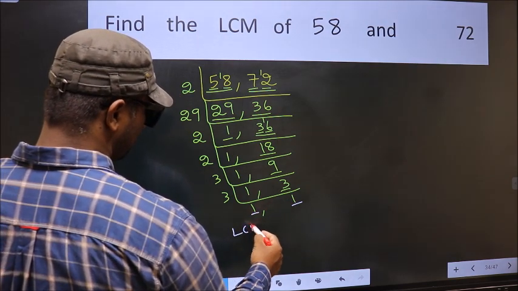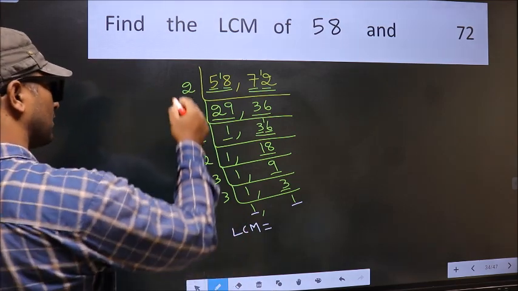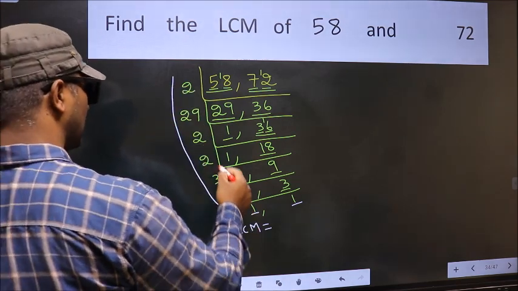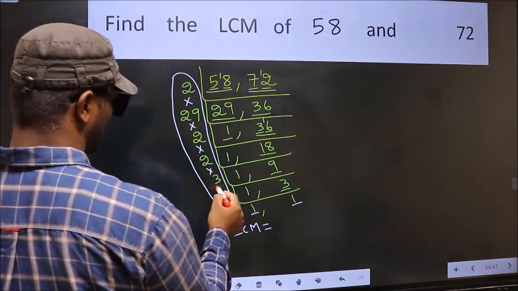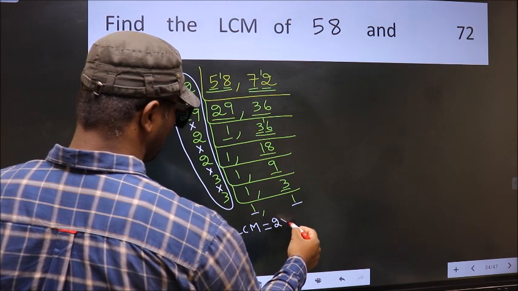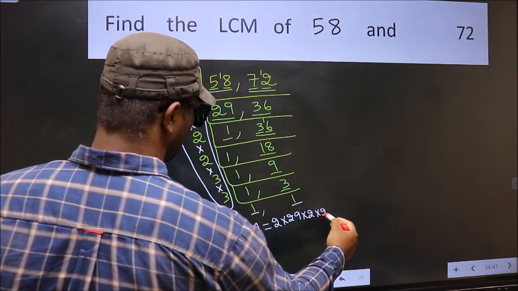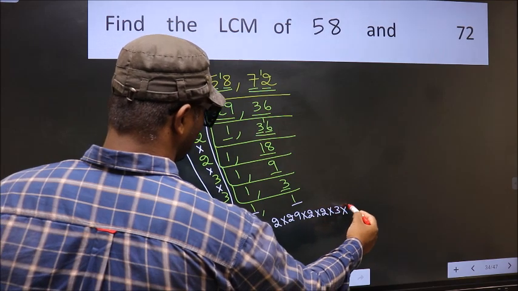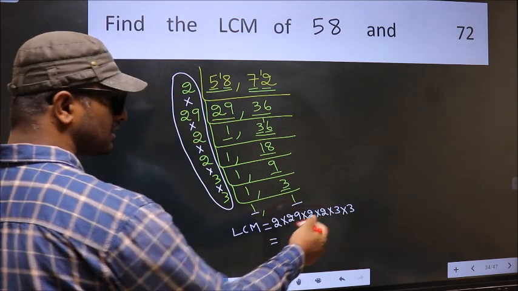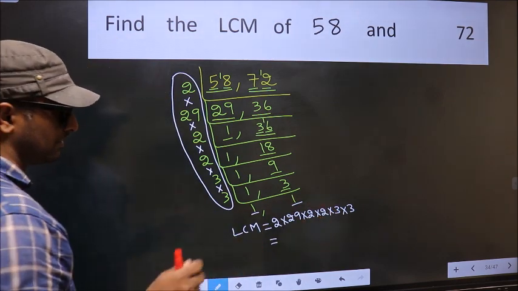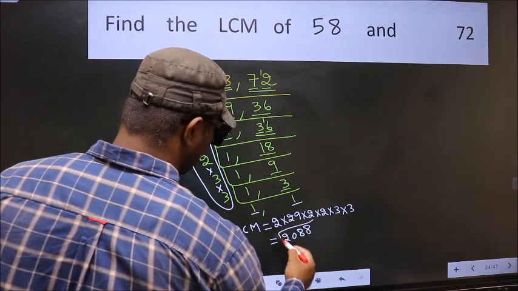So our LCM is the product of these numbers, that is 2 into 29 into 2 into 2 into 3 into 3. When we multiply these numbers, we get 2088 is our LCM.